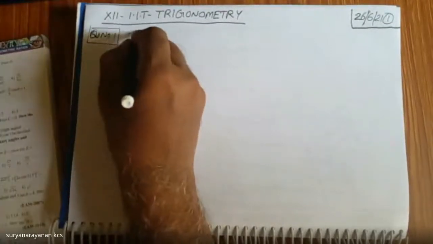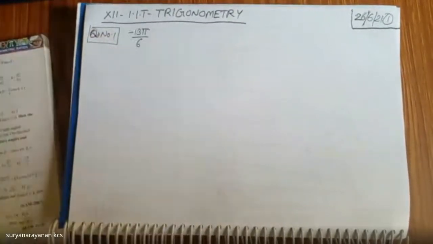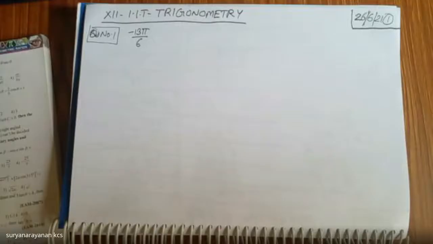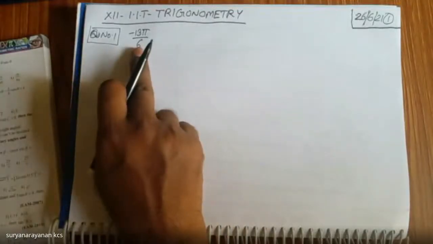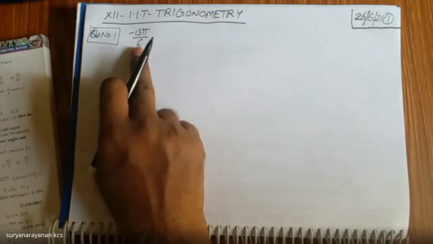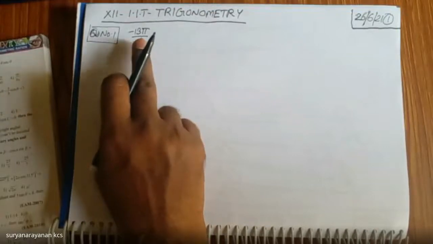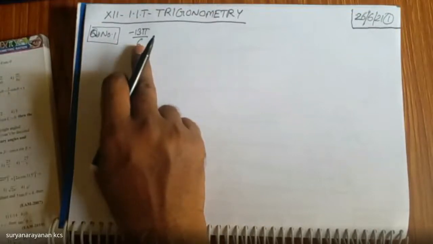Minus 13 pi by 6. We have to convert this. See the options, my dear children. Understood the question? What are they expecting from us? Sir, we need to convert them to degrees. Yes. Here an angle is given in radian measure, and they want to convert this angle to degree measure.